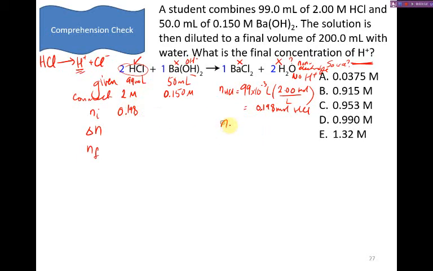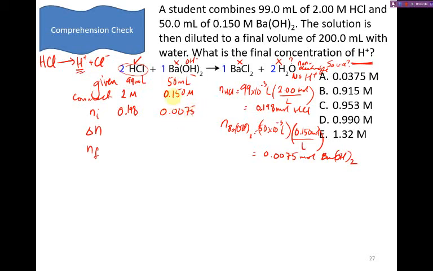For barium hydroxide, that's going to be 50 times 10 to the minus 3 liters times its molarity, which is 0.15 moles per liter. And that gets us a total number of moles of 0.0075 moles of the barium hydroxide.